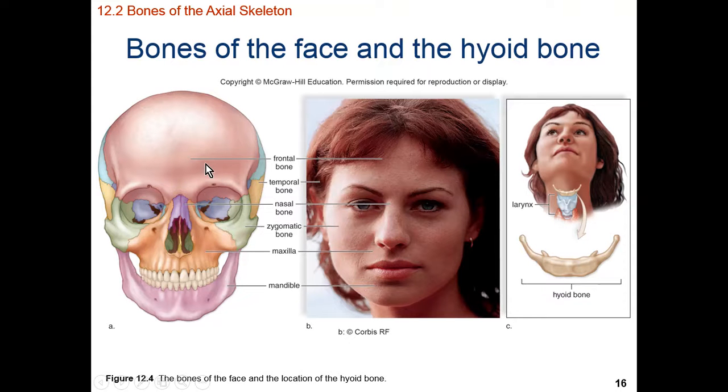So here's our bones of the face, and then here's that hyoid bone, directly superior to the larynx, and then directly inferior beneath the mandible. I like to refer to the hyoid bone as the vampire bone because it has these two extensions that extend superiorly from it that look like the fangs of a vampire jaw.